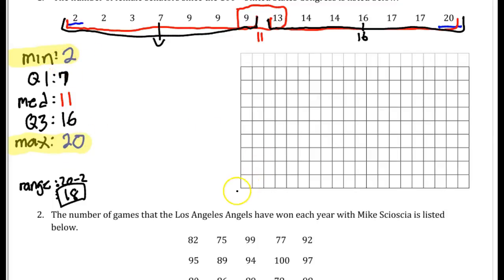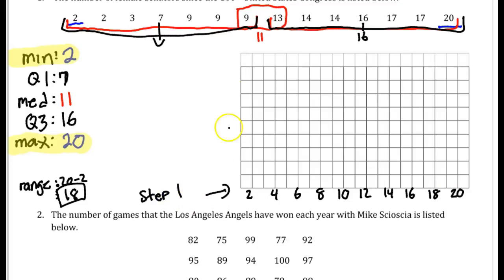Which means I have enough squares to count by ones to fit 2 through 20. So I can start counting by 1, or by 2s actually. I'll do that. 2, and then 3, 4. I'm going to go every other when I label it, just so it's not all crowded. Believe it or not, this is probably one of the more difficult parts people have, figuring out what to count by. You have to count by the right increment so you can fit everything. So that's step one. Label the axis carefully.